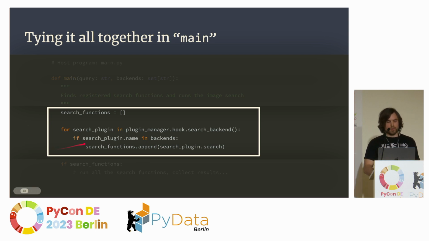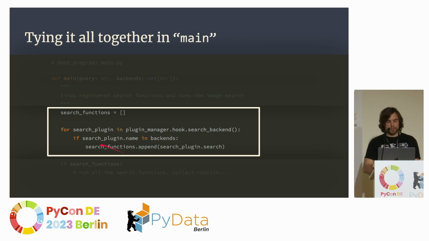And so in this for loop, what we do is we use the plugin manager that we invoked earlier. And the plugin manager has a hook property, and then the hook property is aware of all the different plugin hooks. And so when you call search backend, it's going to return an iterable of all the different results of all the different hooks. And so for our case, it's going to be that search backend hook object that has those nice properties like name and search for the search function.